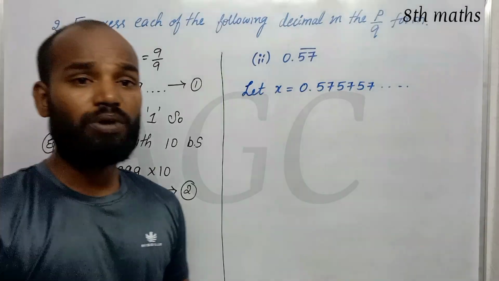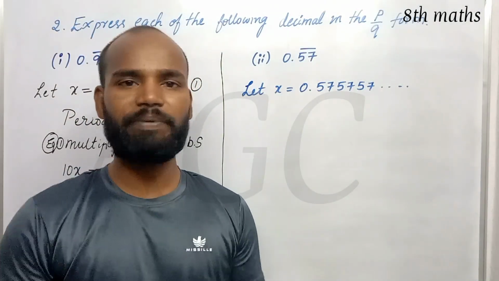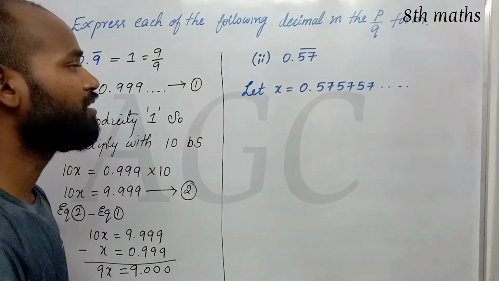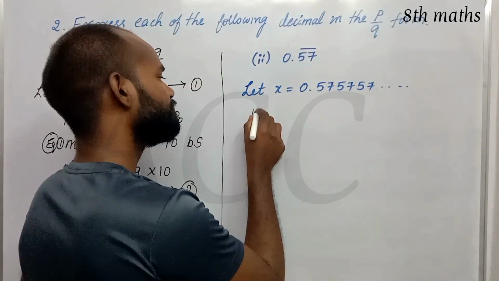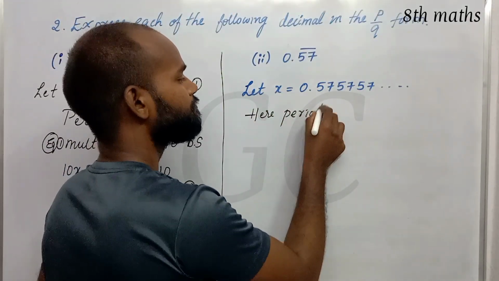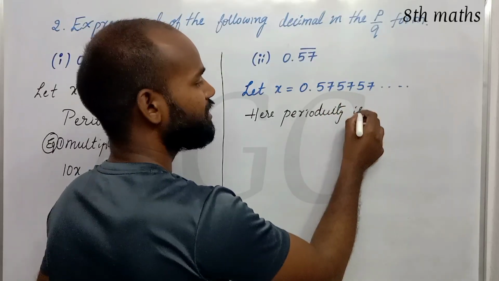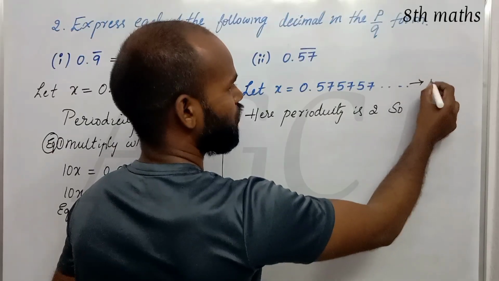So now I already told you what is the periodicity. Periodicity means number of digits repeating. So in this problem, how many digits are repeating? Here 2 digits were repeating, right? So here periodicity is 2. So this is considered equation 1.